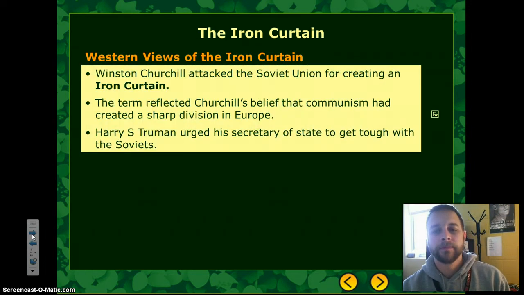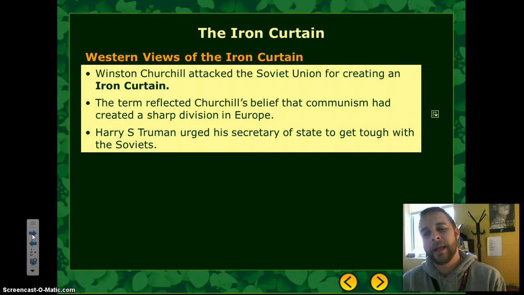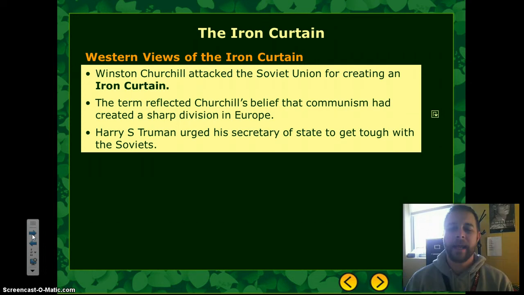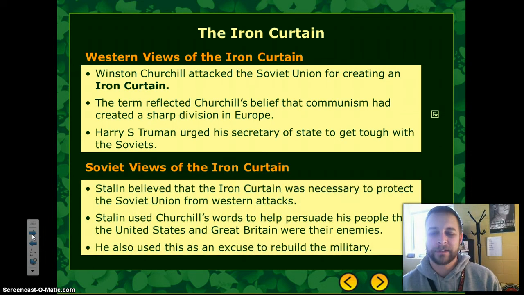All right, so Winston Churchill, in a speech in the United States, he went on tour of the United States, and he basically said that an Iron Curtain had descended across Europe, and he blamed the Soviets for creating the divisions. And Truman agrees, and he urges his Secretary of State to get tough with the Soviets.